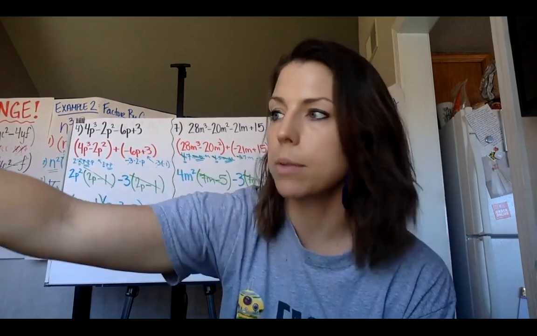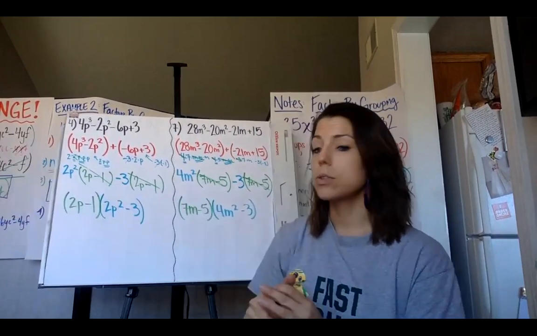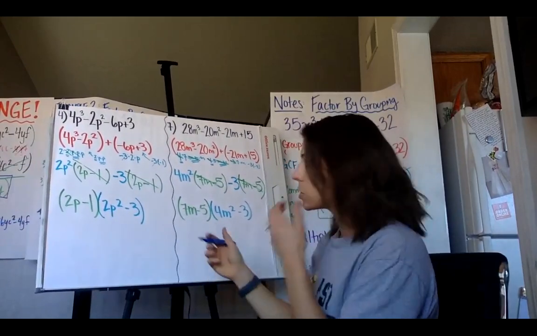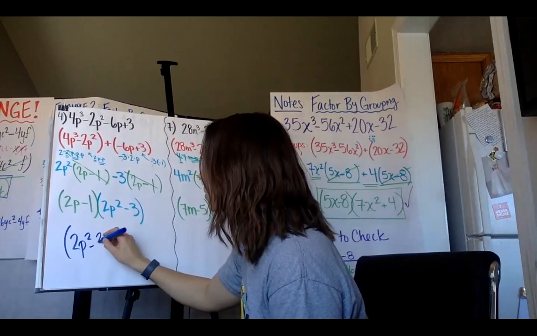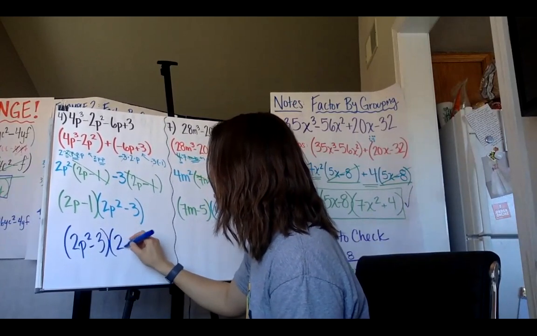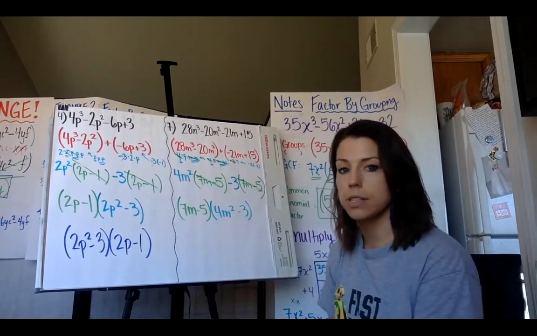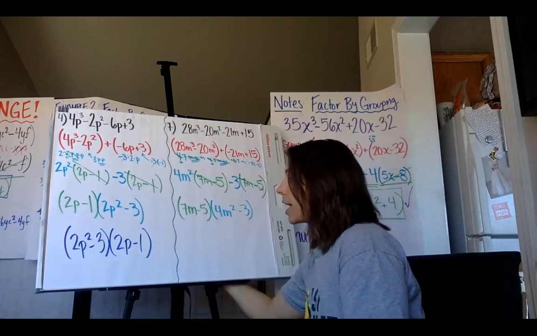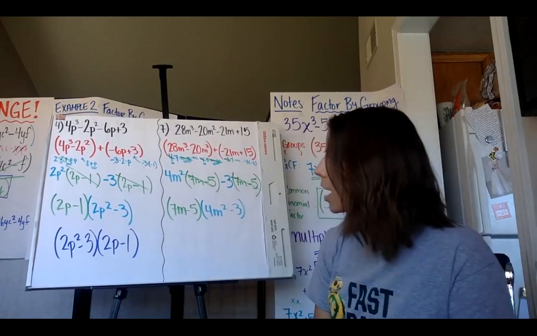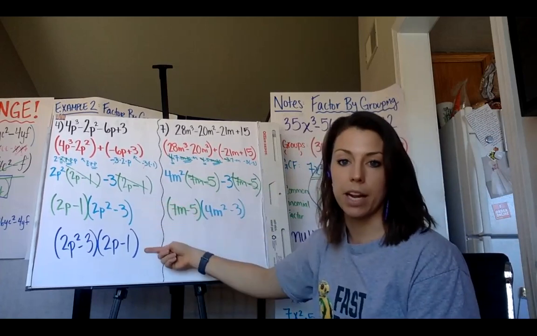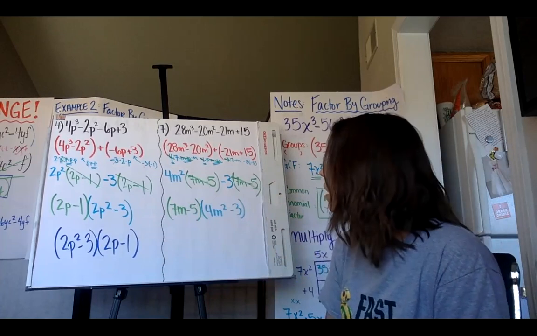Another good question that was brought up during our Zoom conference was, does the order matter? The answer is no. So in other words, if I wanted to change this to 2p squared minus 3 times 2p minus 1, that's also an acceptable answer. The order does not matter. Depending on how the answer key is written, it might have this as an answer, it might have this as an answer. They're both the same as long as you have the same 2 binomials.